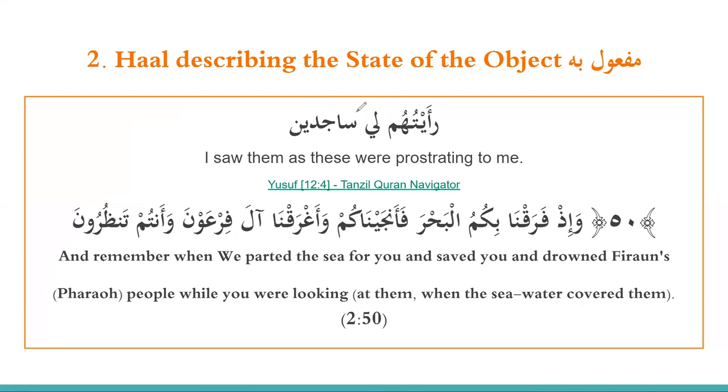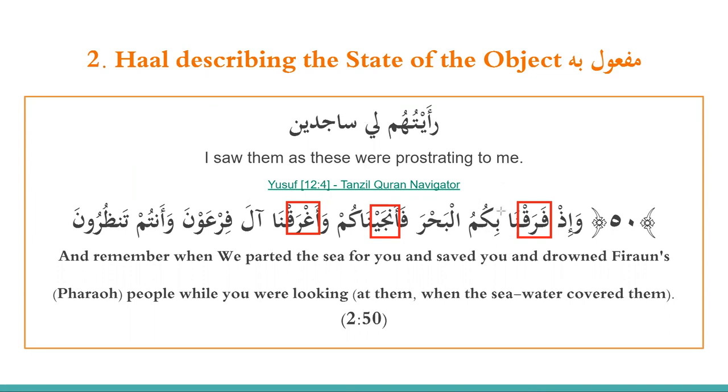So here, look, let me again take a red one for fail. Faraqna, Anjaina, Agraqna. These are fail, and these are matuf upon each other. Anjaina is matuf ala Faraqna, Agraqna is matuf ala Anjaina. So these are all fail madin. All three are fail madin, and these are matuf upon each other. Anjaina is matuf ala Faraqna, and Agraqna is matuf ala Anjaina. So these are three fail.